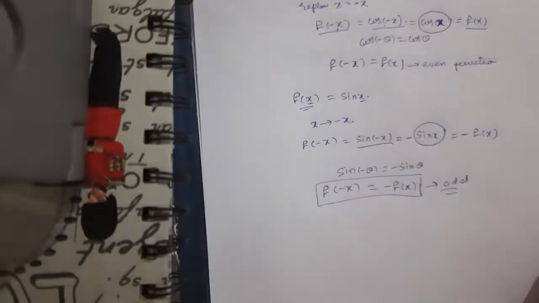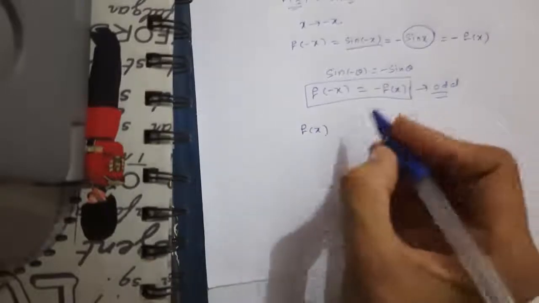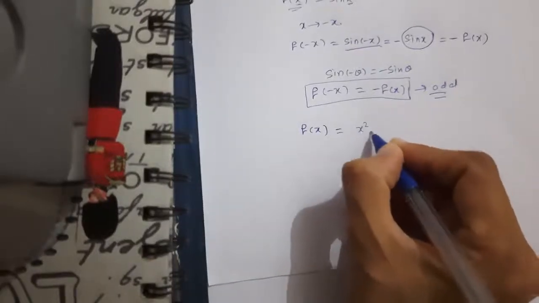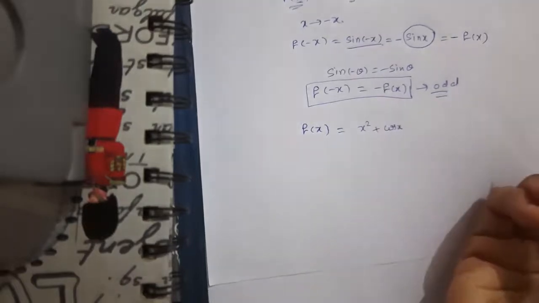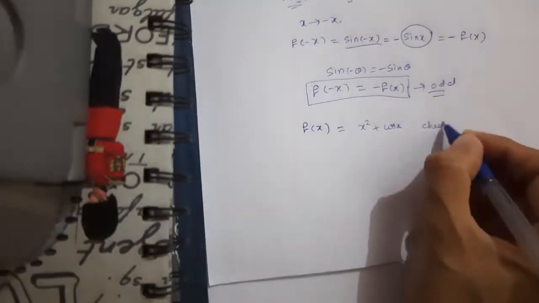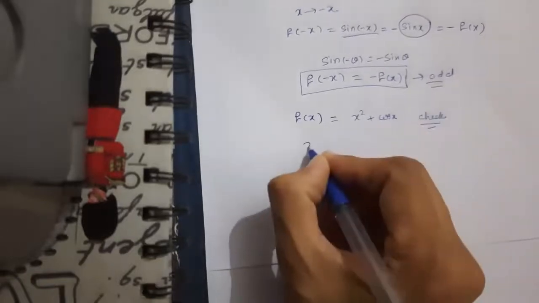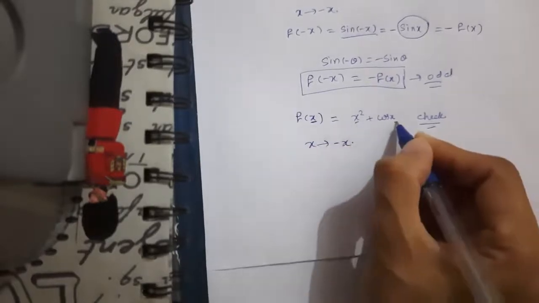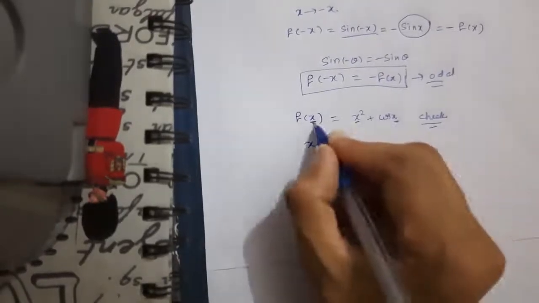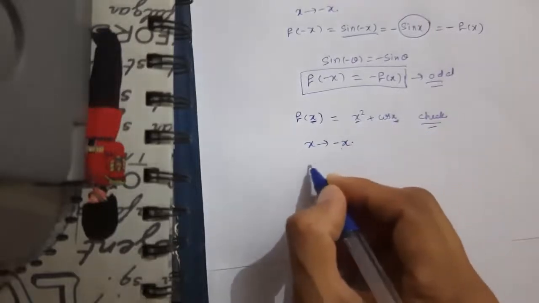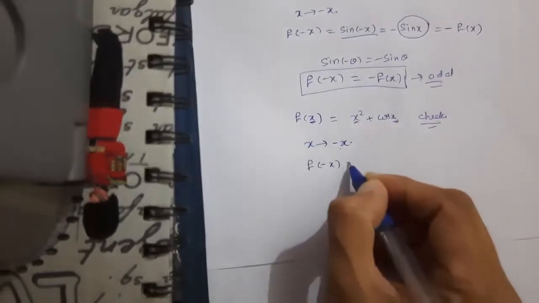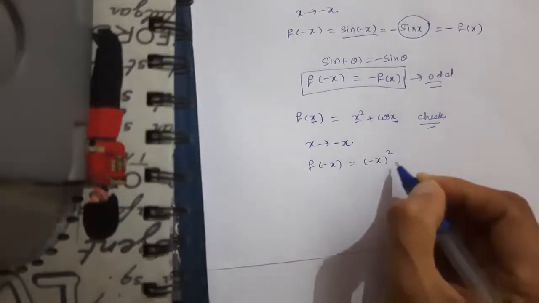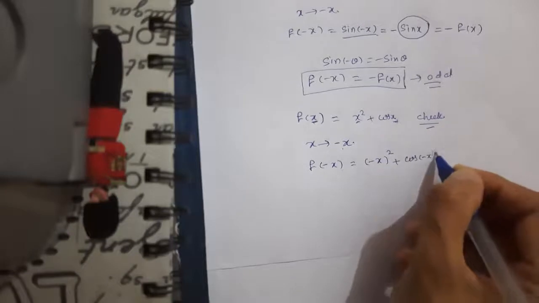Okay, that's how we check even and odd functions. Now we will solve some more examples. Check whether f of x equal to x square plus cos x is even or odd. Okay, to check this, first of all I need to replace x with minus x. I will just change x with minus x. Two places are there where x is present. I am going to change them with minus x. So I will get f of minus x equal to minus x square plus cos of minus x.